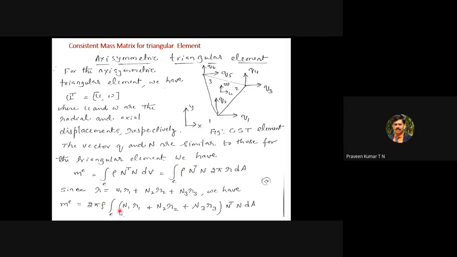You have taken 2 pi outside, and R is replaced by this formula, n transpose n into dA. Then we have replaced the same thing here. But if you go on after multiplication etc., we will end with this equation. So how will you remember this equation?